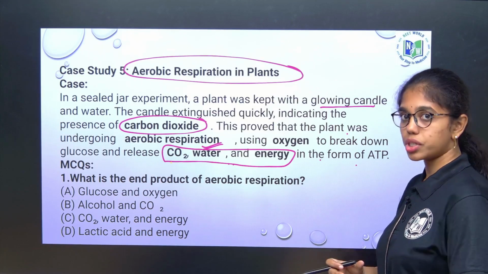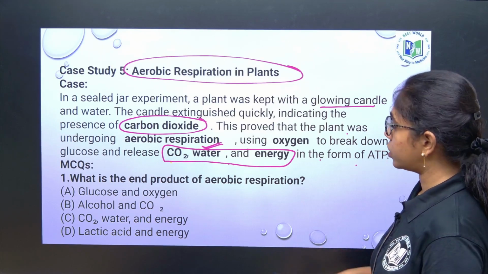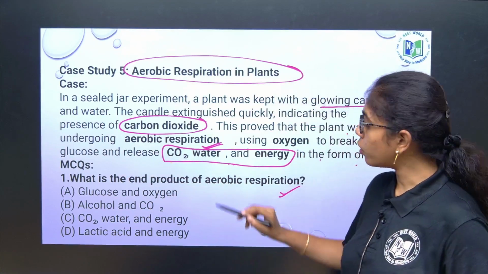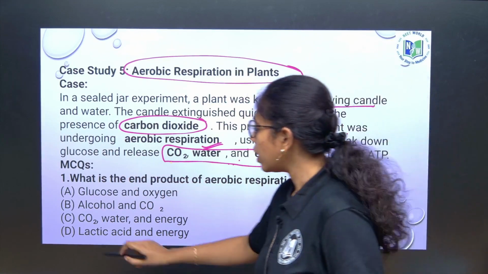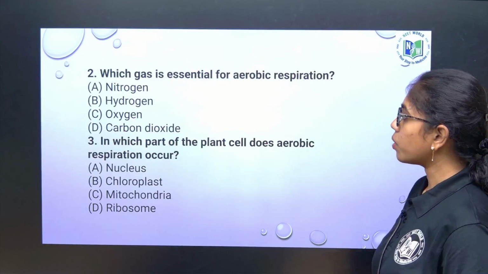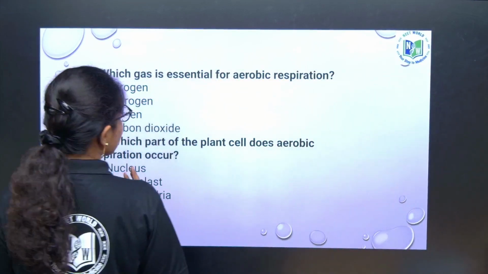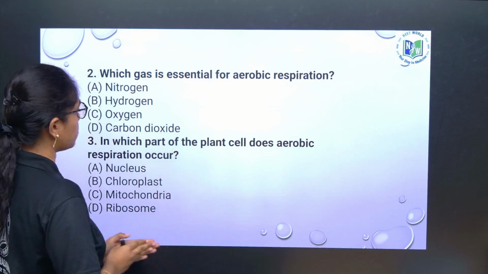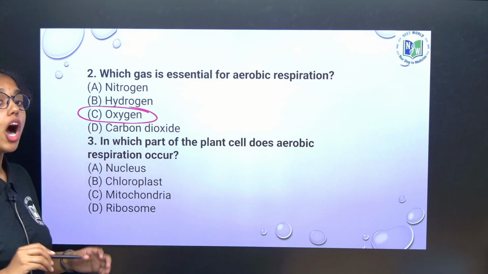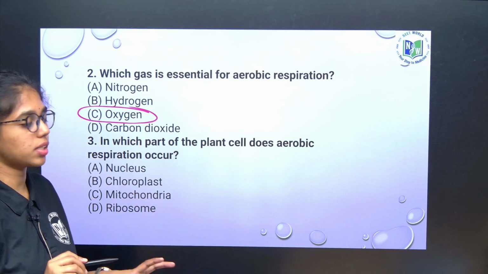These are the end products of aerobic respiration, remember, with energy in the form of ATP. Let us exercise the MCQs. First, what is the end product of aerobic respiration? Of course, it is directly given in the passage: carbon dioxide, water and energy. Second question, which gas is essential for aerobic respiration? Definitely oxygen.